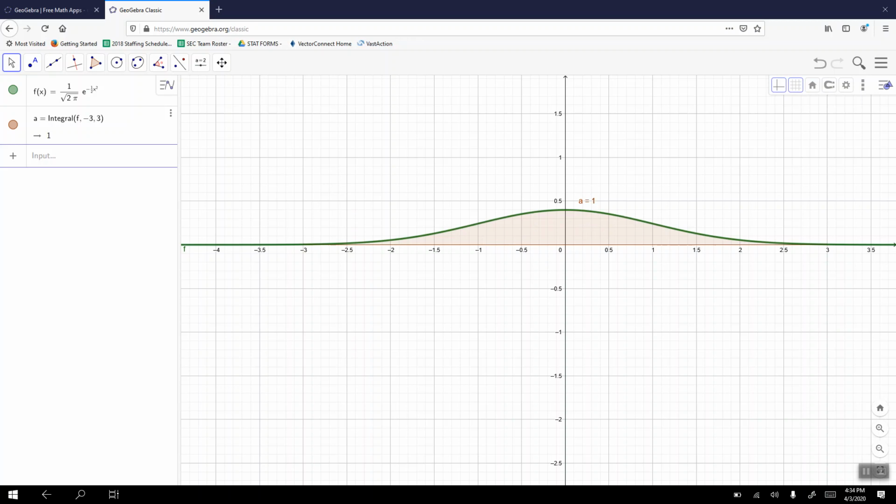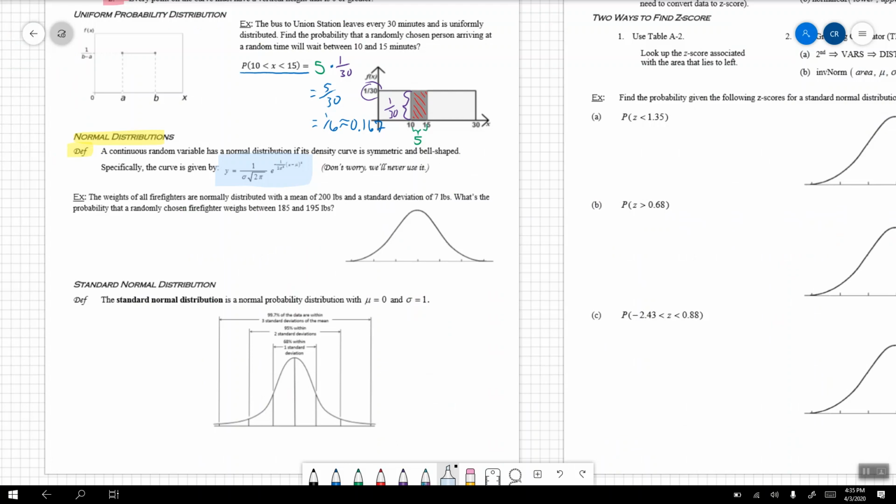All right, so it's important for us to identify that when we have this bell-shaped curve, there's an equation associated with it. But for our class, we don't need to know that equation. All right, so now that we have that visual representation, let's go through and see this example.